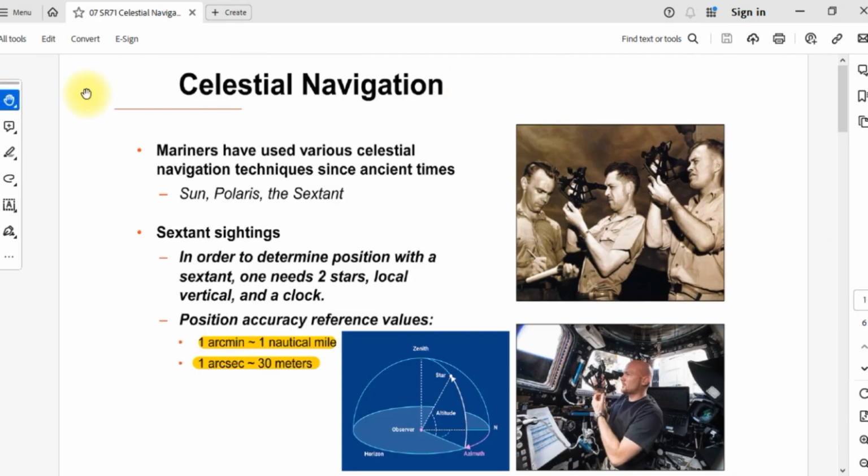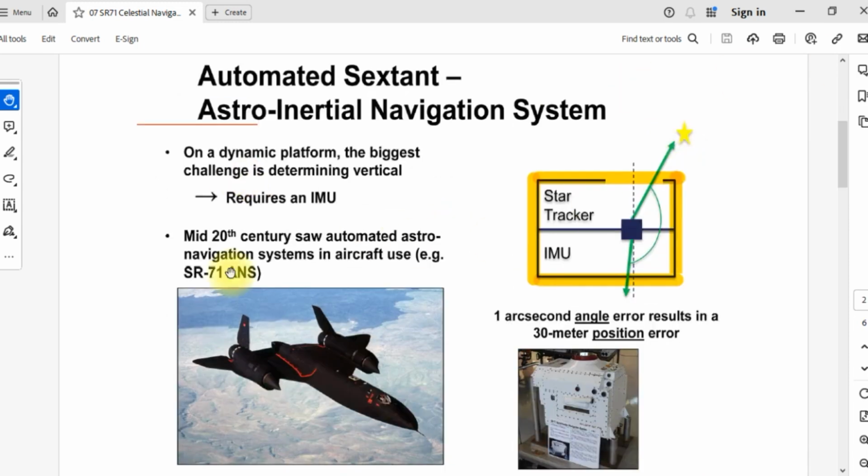It's not an official document, it's just a slideshow that I found based on celestial navigation. And here you have, this is really important because when I replied to the pilot, I said that all the navigation systems are based on celestial navigation. Here we have the automated sextant astronavigation system. It's all Star Tracker. So it's all based in celestial navigation. And what is celestial navigation?